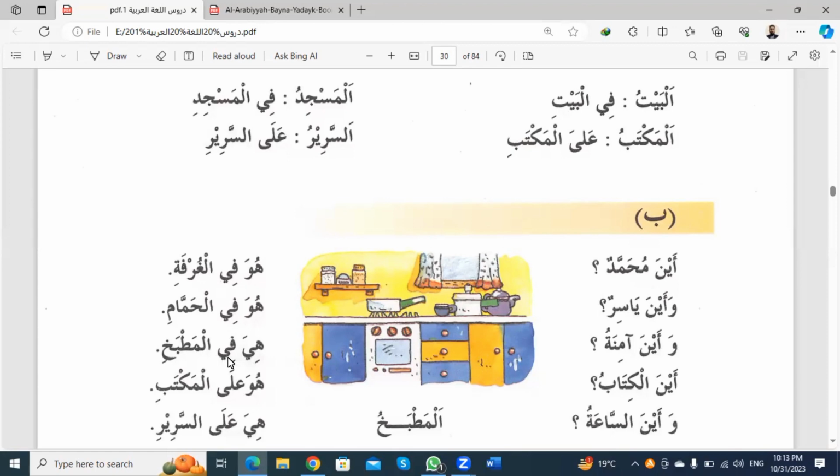So this is Aina al kitabu. Aina means where, and kitab means book. Where is the book? Aina al kitabu. Where is the book? Right. Very good. So where is the book?